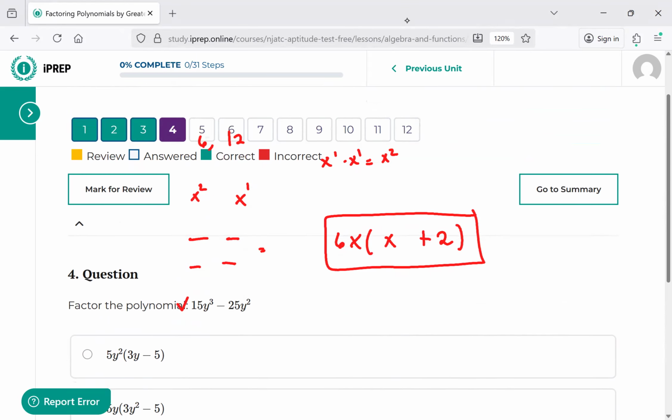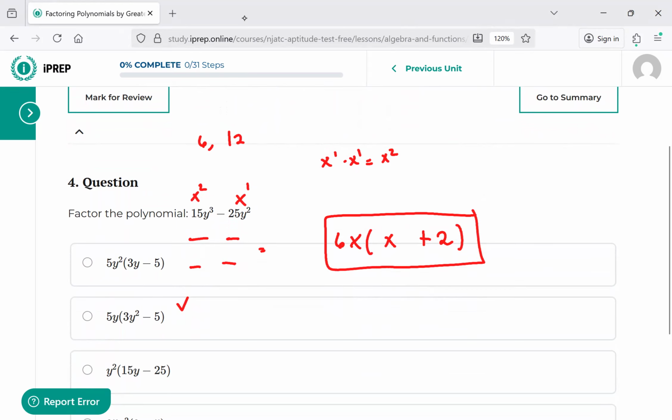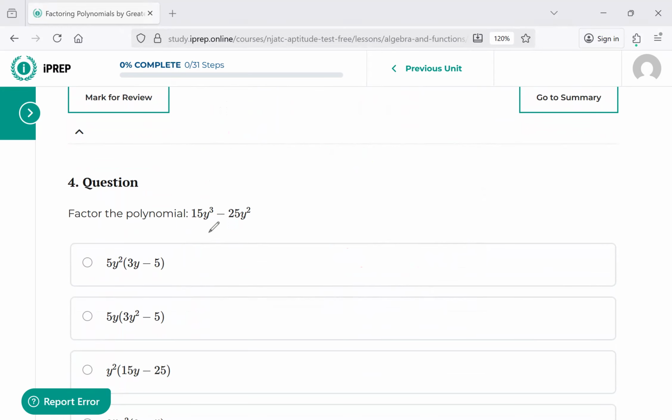Okay, question 4. We have 15y cubed minus 25y squared. So first step, count how many terms you have. This is one term. This is one term. So we have two terms.